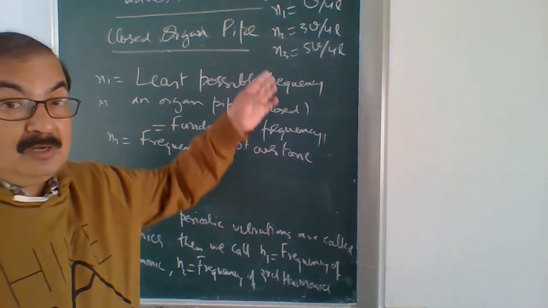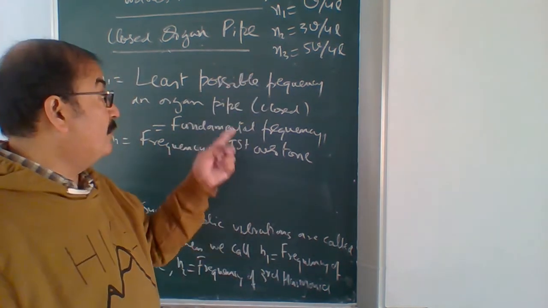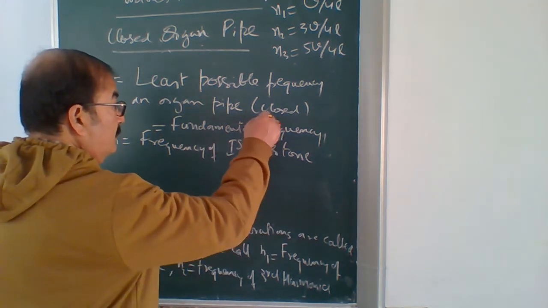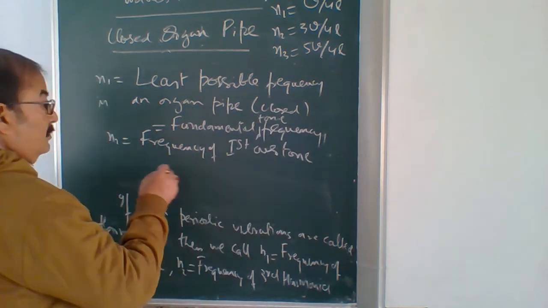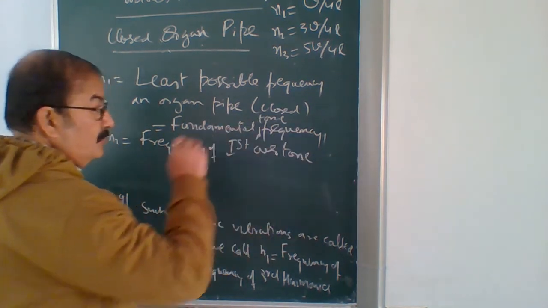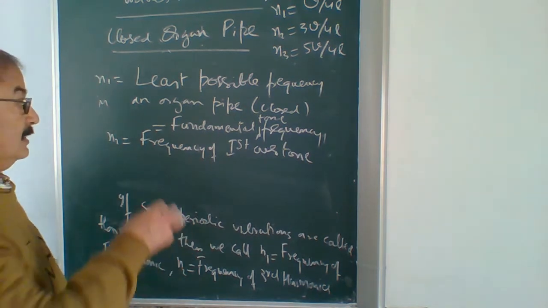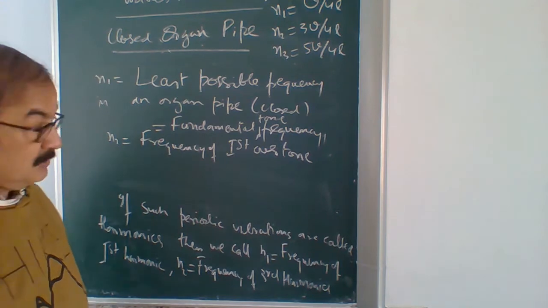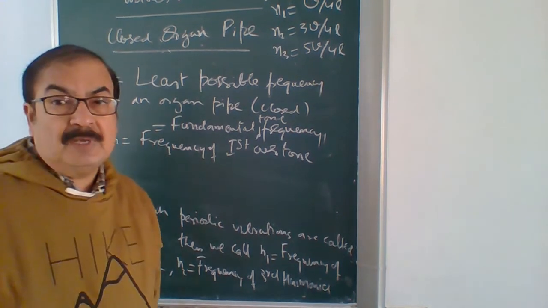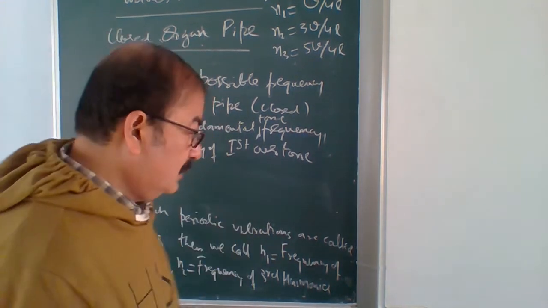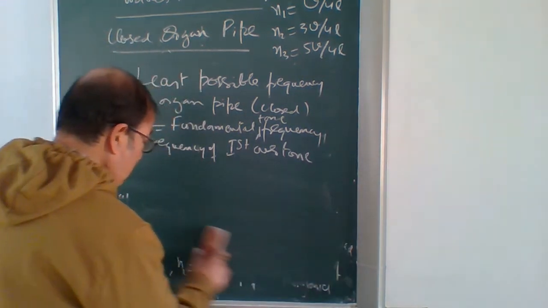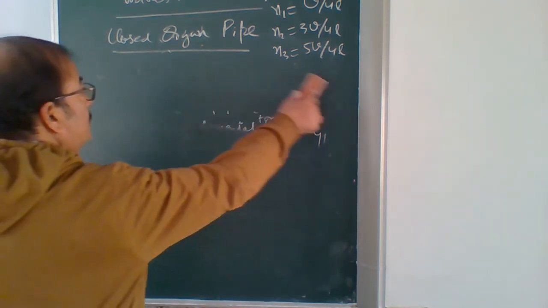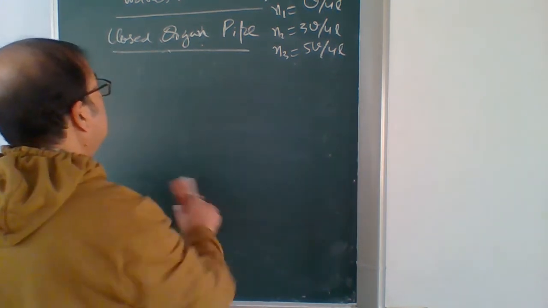But when we call the tone, this is called fundamental tone frequency. Fundamental frequency or fundamental tone frequency. And similarly, N2 is called frequency of first overtone. And N3 is frequency of second overtone or frequency of fifth harmonic, and so on. And in that way, we have seen what is the working of this closed organ pipe. It has many musical instruments which can work on the principle of this closed organ pipe.